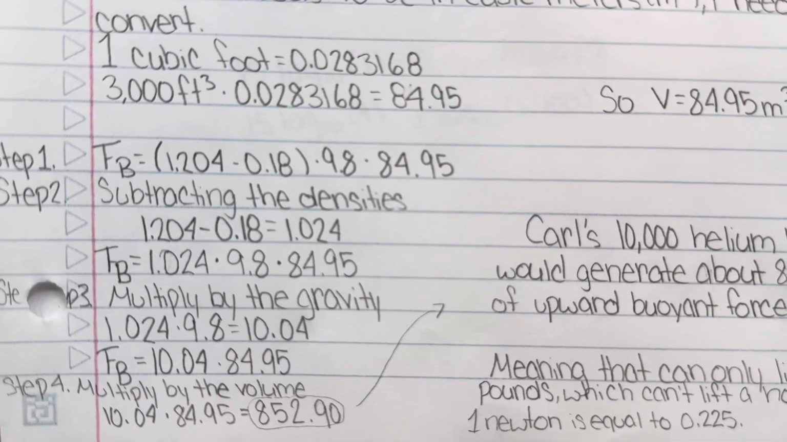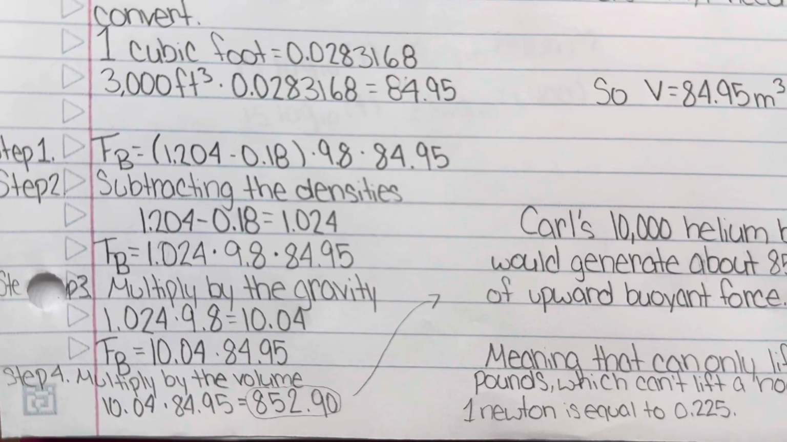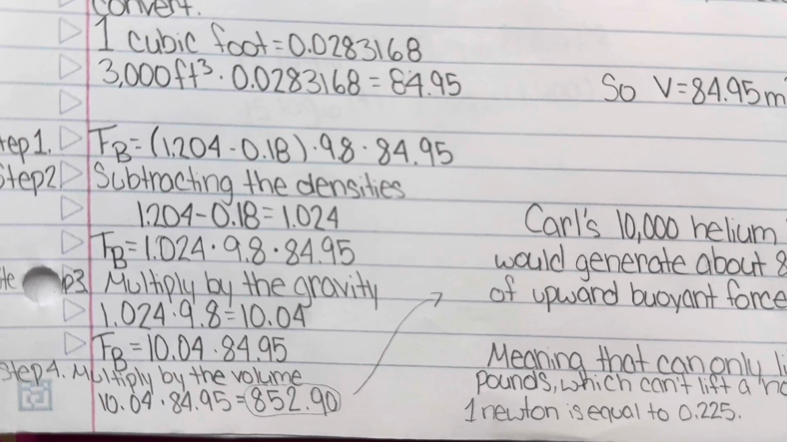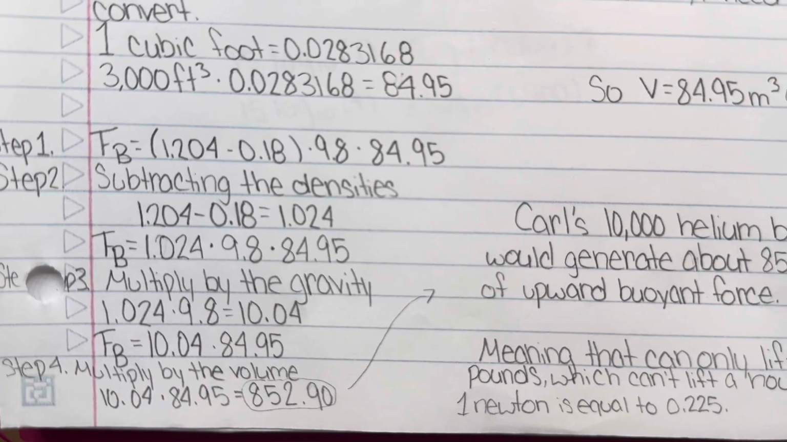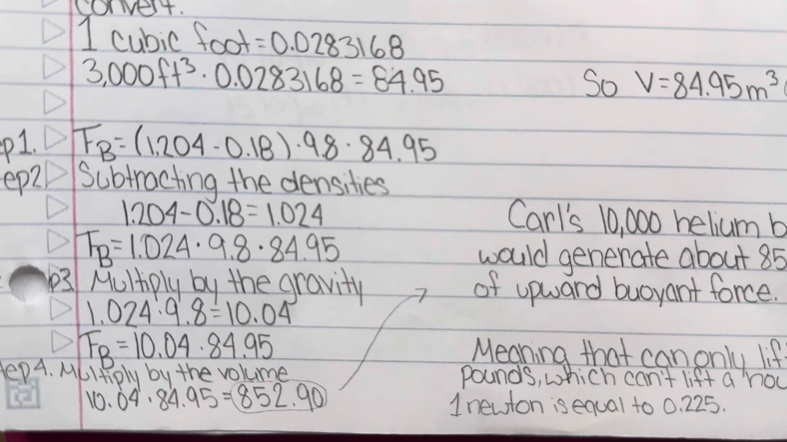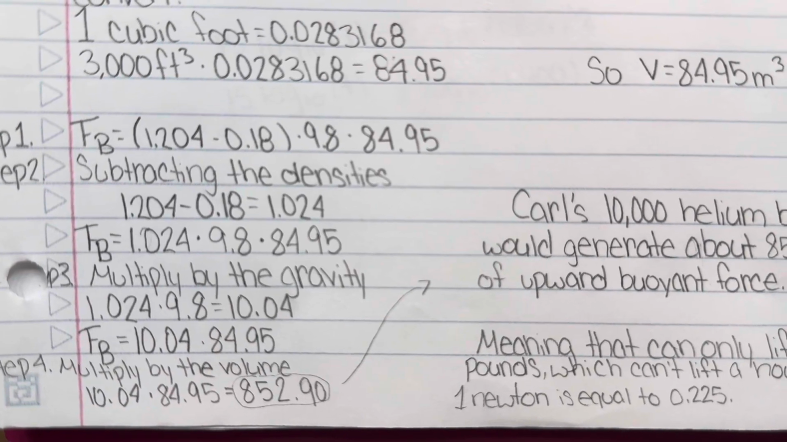So then we plug it back in, which is FB equals 10.04 times 84.95. So then we have to multiply by the volume. So 10.04 times 84.95 gives us 852.90.